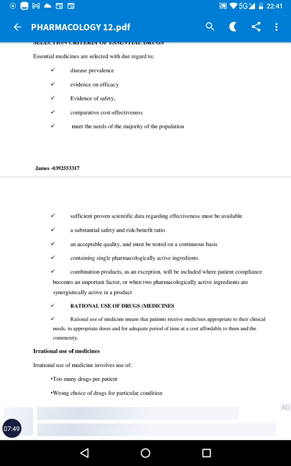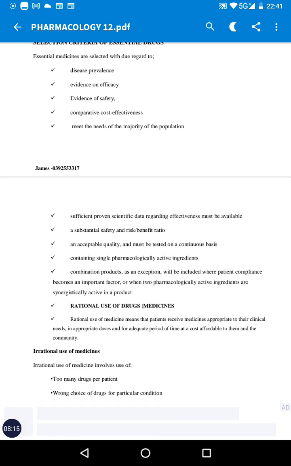Now, sufficient proven scientific data regarding effectiveness must be available. How good that particular drug is should not be a rumor, should not be something known to a particular person, but should be available whereby people could access the information about it. And then substantial safety and risk benefit ratio.